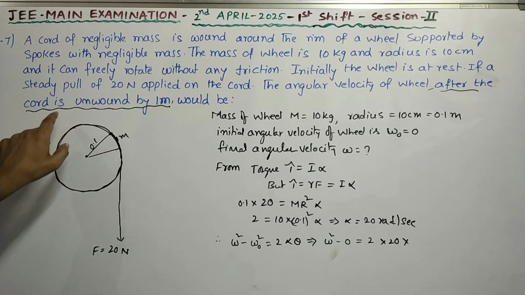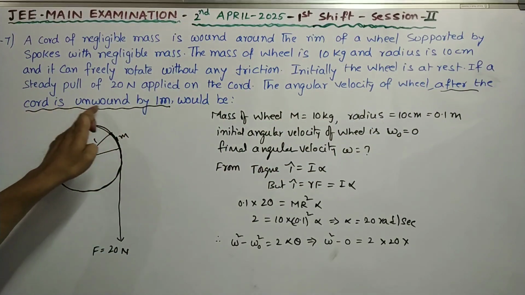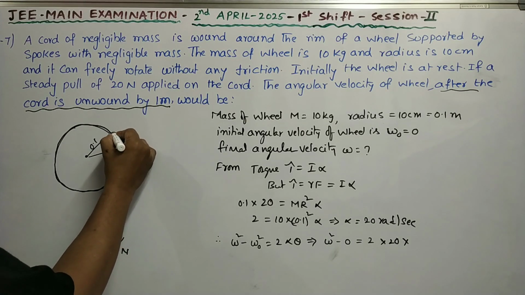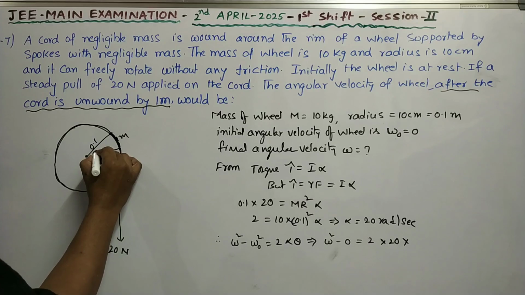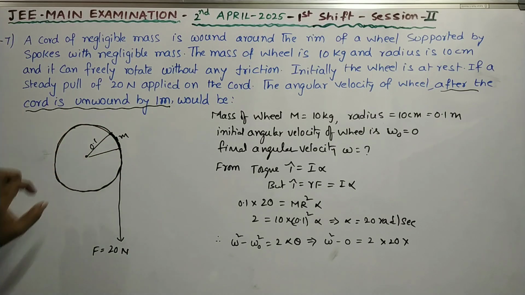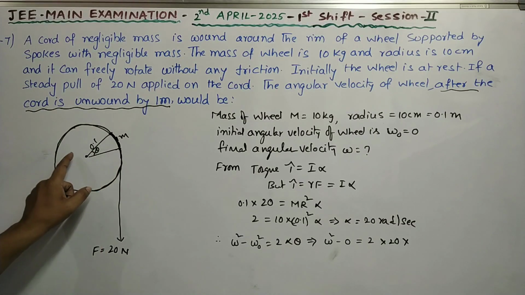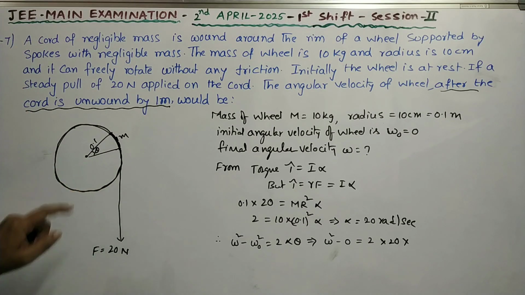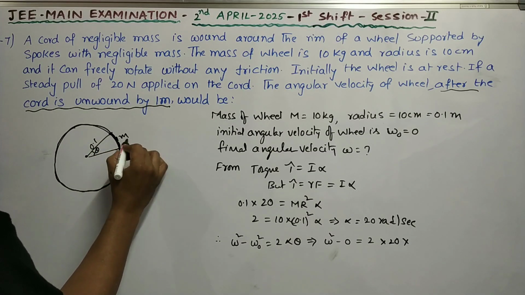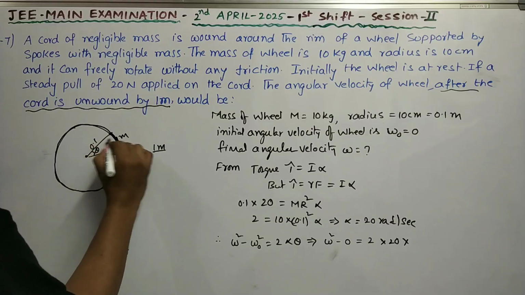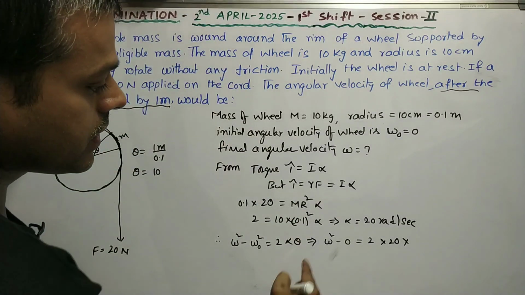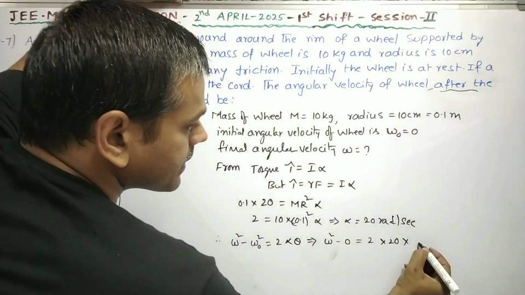This is obtained from the sentence: after the cord is unwound by 1 meter. So this is the unwound distance, which is nothing but the length of the arc. From known formulas, it subtends an angle theta at the center of the wheel. So theta is equal to the length of the arc, 1 meter, divided by the radius of the circle, 0.1. So theta is equal to 10. So you can replace theta by 10.